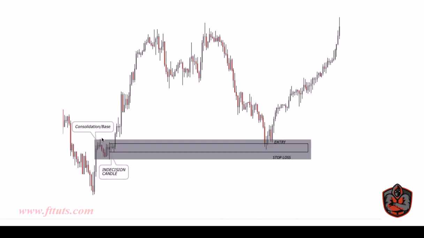Now, if you took entry off the base, you'd have your entry there and your stop loss there. You would have had a very big stop loss. But as you can see, we identified our entry from this indecision candle. Now, you would have had your entry here, and you could have had your stop loss there, or if you wanted to be safe, you had your stop loss at the bottom of the base. But in terms of entry, you would have entered there at the base, but you would have entered here if you went off the indecision candle. Now look how accurate that would have been.